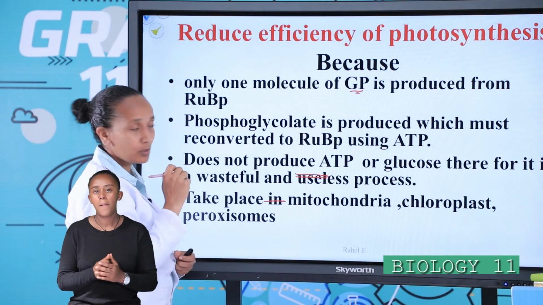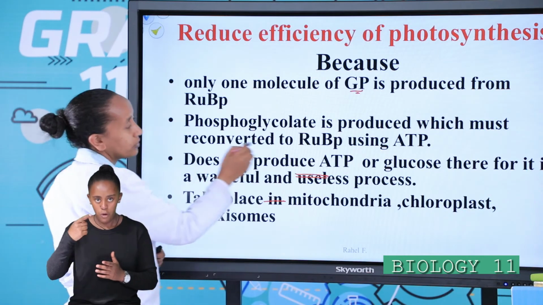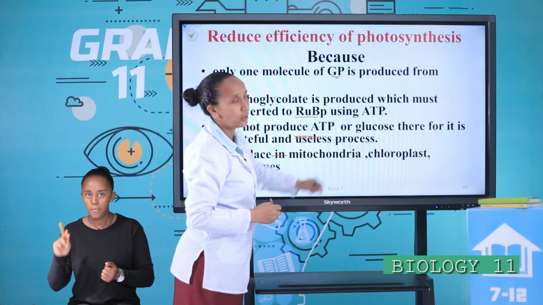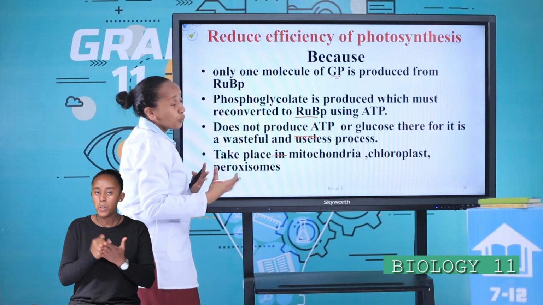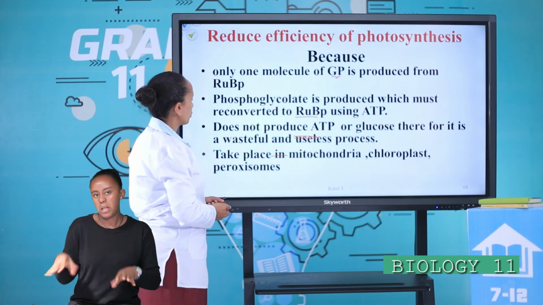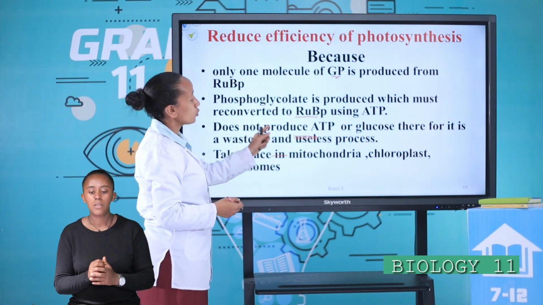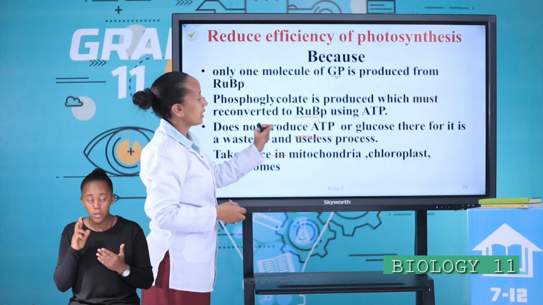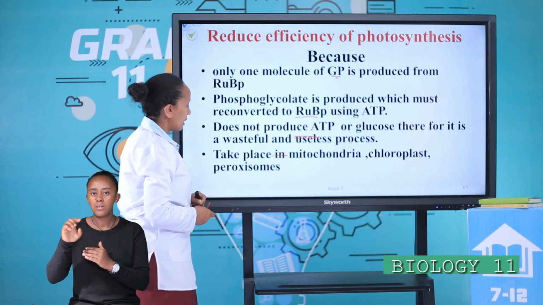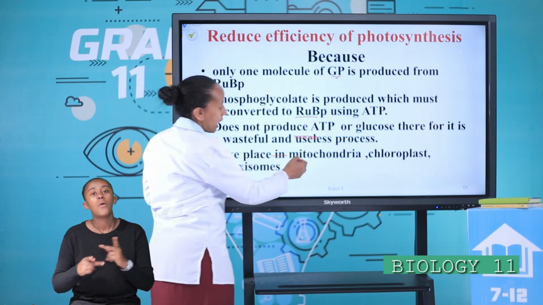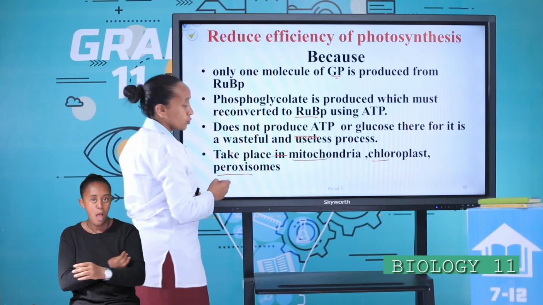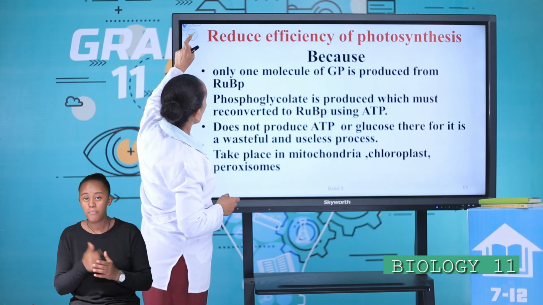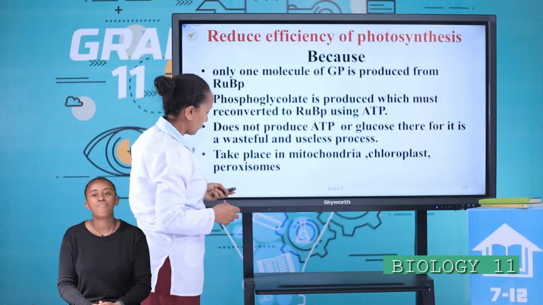Phosphoglycolate is produced, which must be reconverted into ribulose bisphosphate by using ATP. Here is the main point: it uses ATP to produce a useless product. It does not produce ATP or glucose, therefore it is a wasteful and useless process. In this process, mitochondria, chloroplasts, and peroxisomes of the cells are involved. These three organelles are involved.